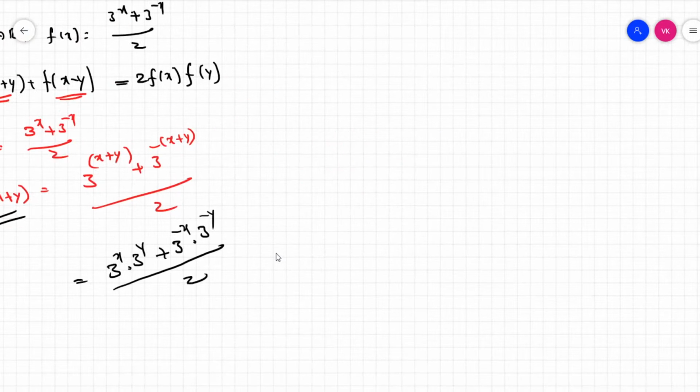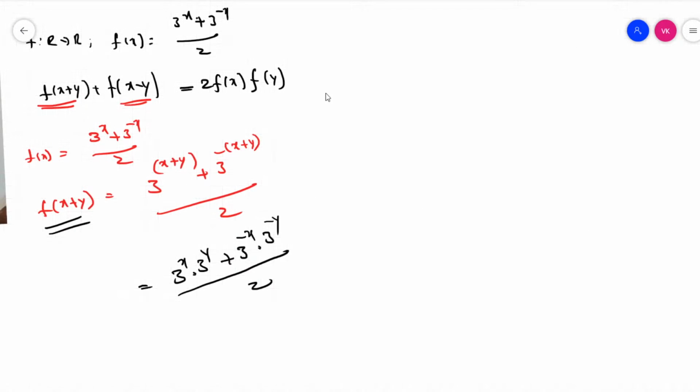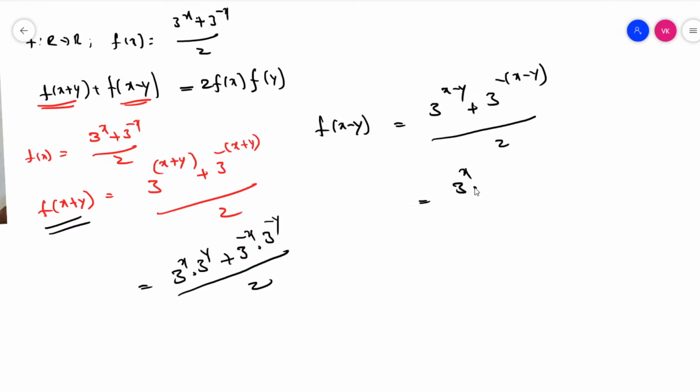Now go for x minus y. Then f of x minus y we can write as (3 power x minus y plus 3 power minus of x minus y) whole by 2. We can write as (3 power x into 3 power minus y plus 3 power minus x into 3 power y).